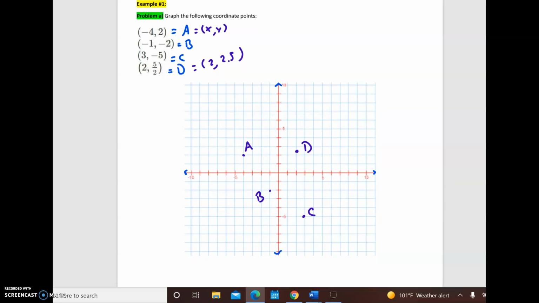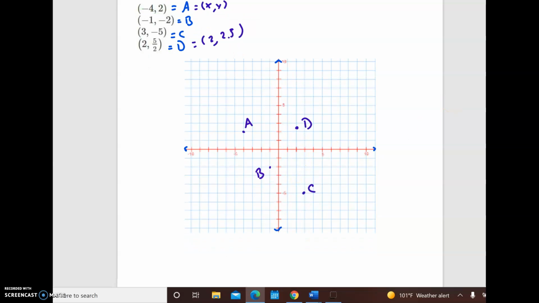That's actually it for this problem. They're only asking for us to plot the coordinate points, and let me double check them all. -4, 2: 1 2 3 4, 2. -1, -2, it's B. 3, -5: 1 2 3, and then -5 right there, and the 2, and then 2.5.